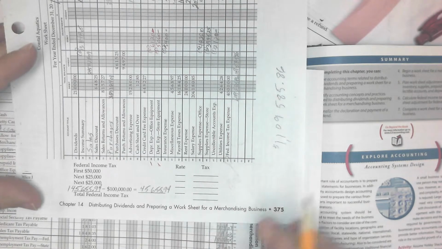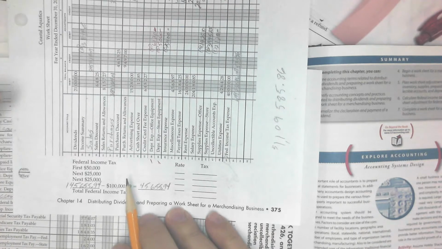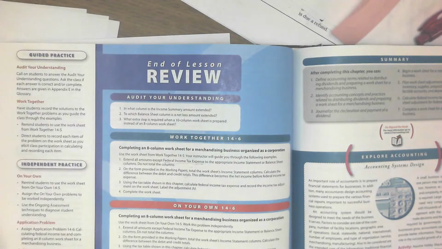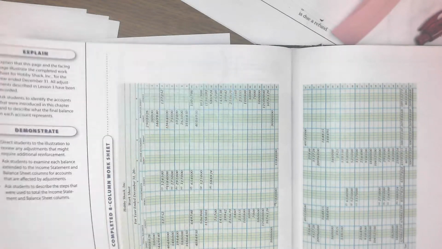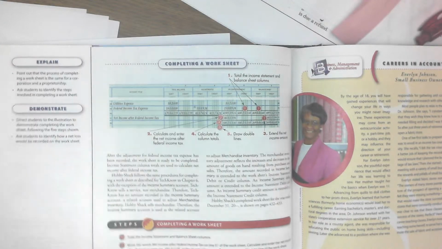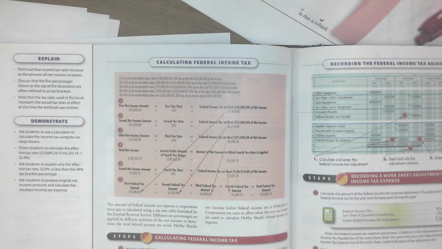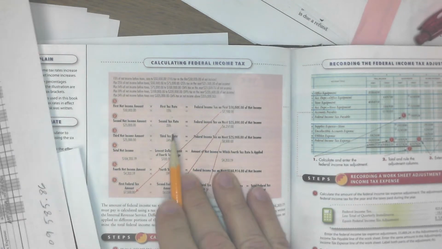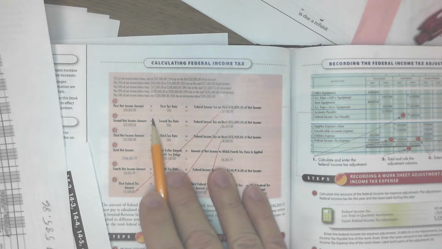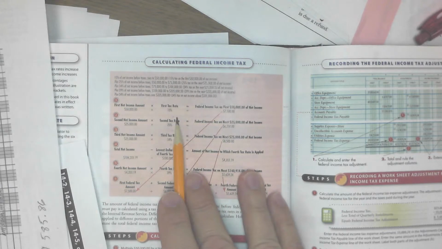Okay, cool. All right, so now what we're going to do is find the tax table in the book. I think I flipped the page the wrong way. Oh, here it is. So on page 428, we have our tax table with our tax rates.